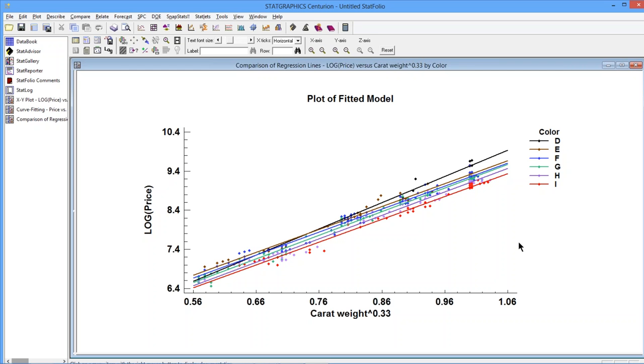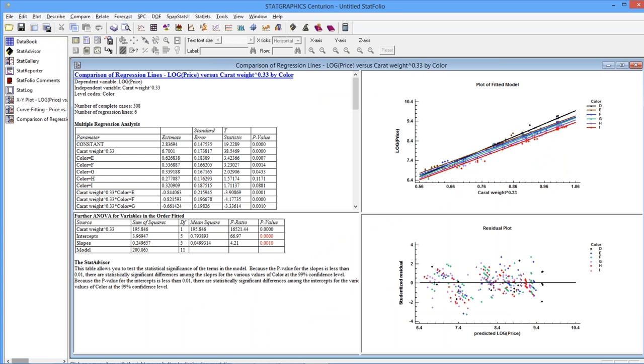And they line up just about as you would expect them to line up, with the line for color I near the bottom, the line for color D near the top. Now, at the moment, of course, they all have different intercepts and they all have different slopes. In some cases, we can simplify the model. And one of the ways to simplify the model would be to assume that they all had the same slope.